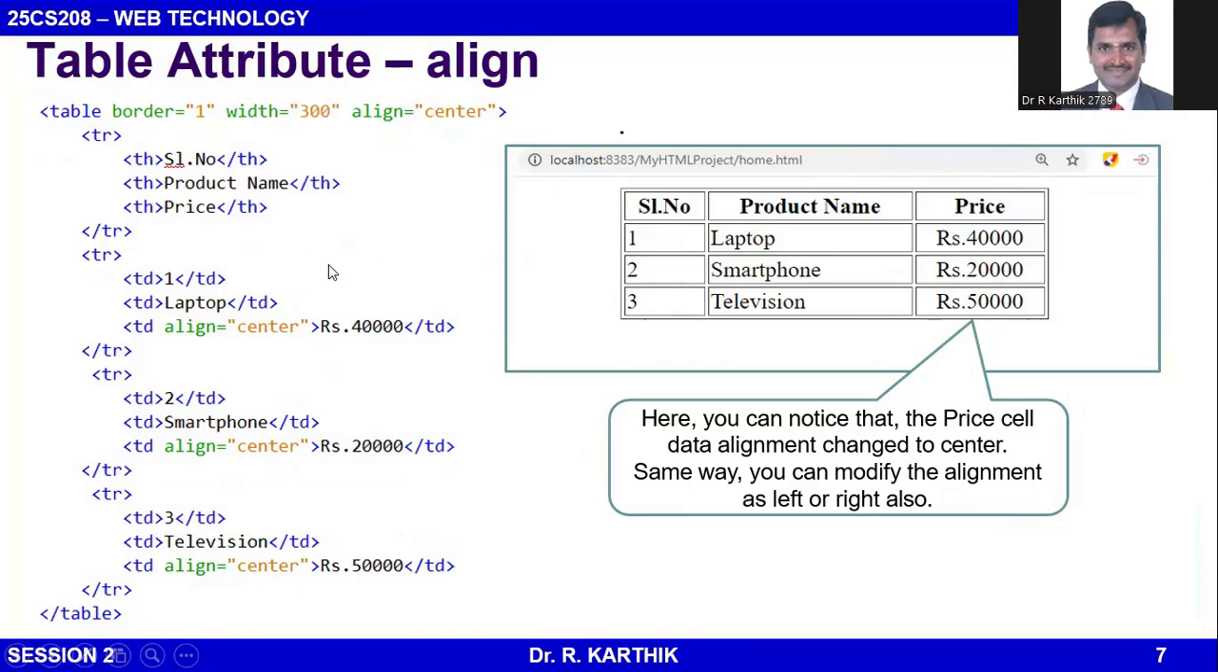If you want to align your table data, in the previous example we have seen the alignment of the table. Now you want to align your values. For example, I want to align the price values alone, so you can go to the corresponding table data tag. For example, here in the second row, serial number is 1, product name is laptop, then price I want to align in center alignment. So go with TD align equal to center. Likewise, you can apply it wherever it is required.